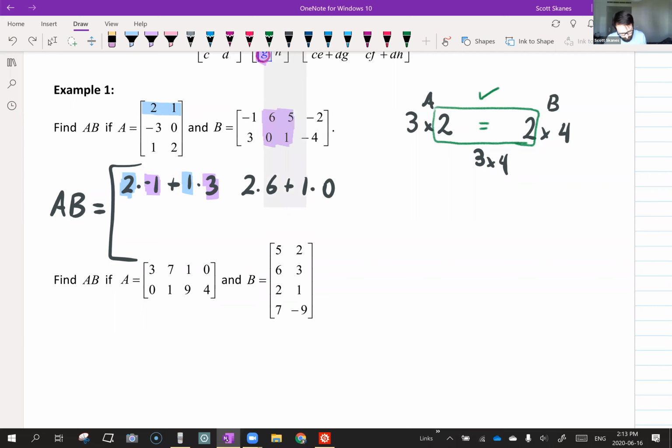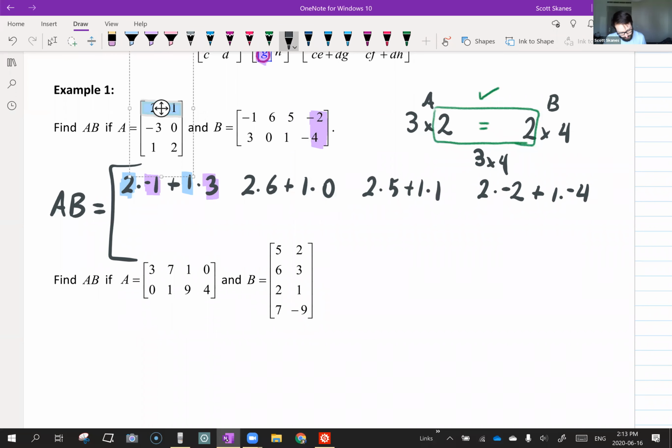I'm going to go first row, third column. So it'll be 2 times 5 plus 1 times 1. And then first row, fourth column: 2 times negative 2 plus 1 times negative 4. Okay, and I need to keep doing this. You could do it kind of as you go. You don't need to show all the work, but we'll see later that it's better to show all the work, okay?